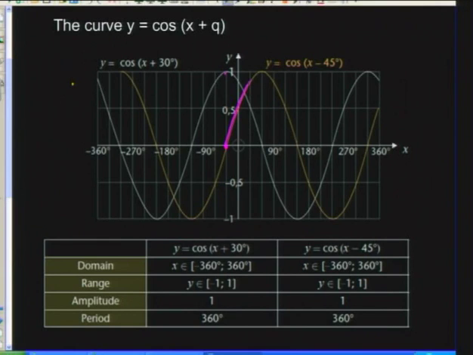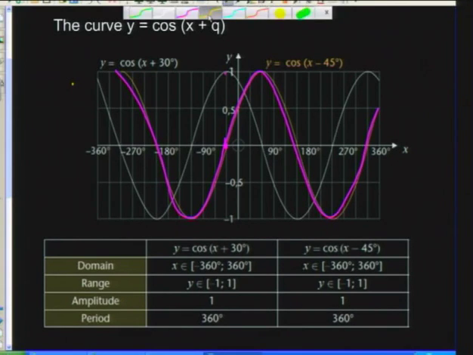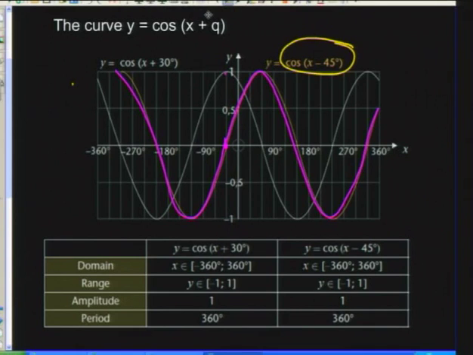And then it goes through 60, and it goes through there and up there, and it goes through here. So that would be my cos of x plus 30. This graph here, cos of x minus 45, what must x be so that I would get a maximum of 1? I need to zero that, so it would be at 45 degrees. So I've actually got my 45.